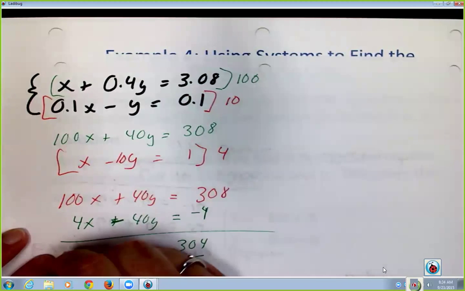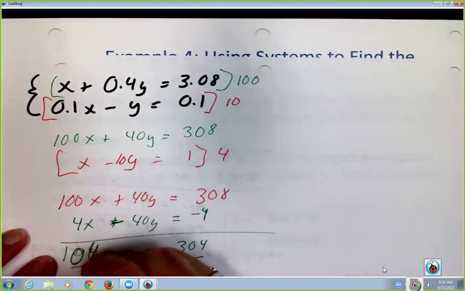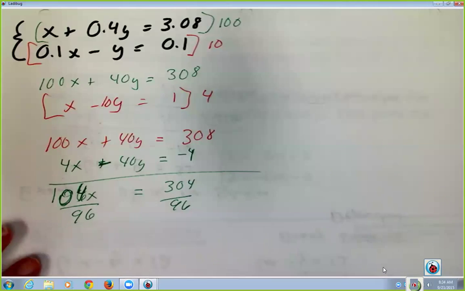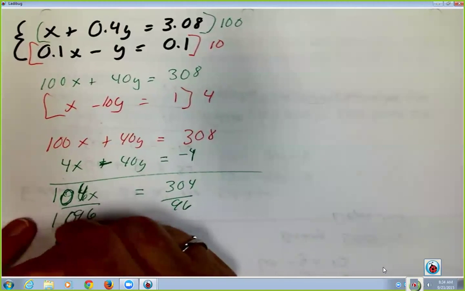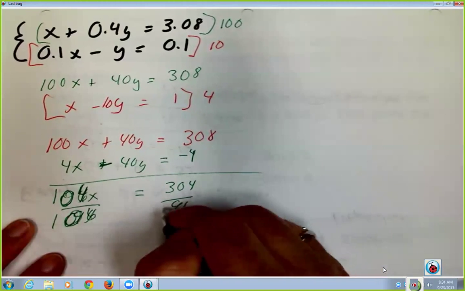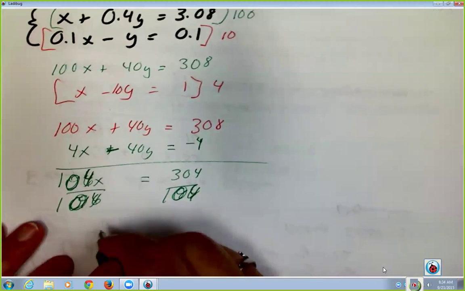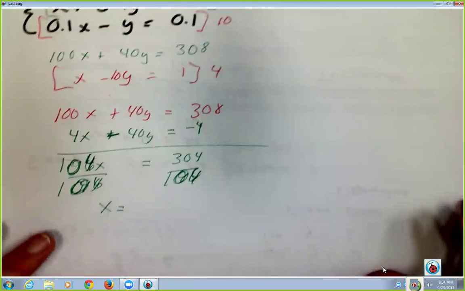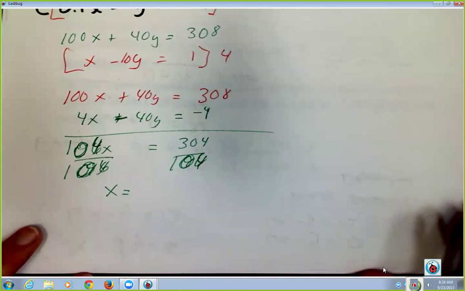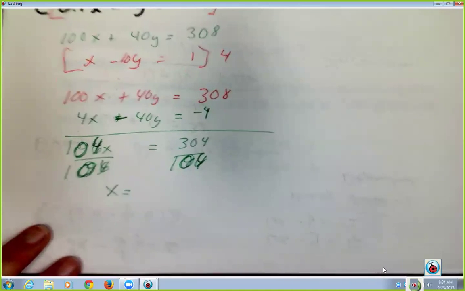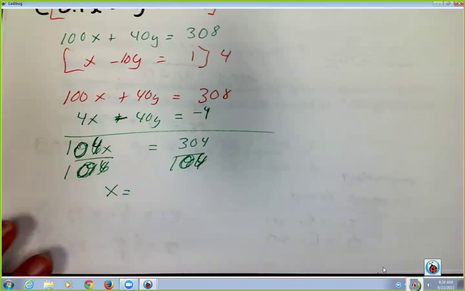Oh, add it. Yes, yes. Thank you, thank you. Yes, I do add them. So it would be 104. So 304 divided by 104. And because I started in decimals, I will end in decimals. So what would be my decimal answer? So 304 divided by 104 would be what?